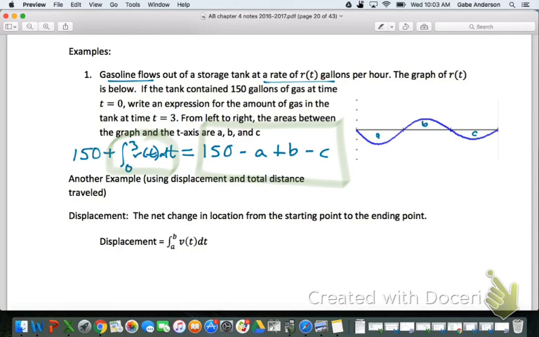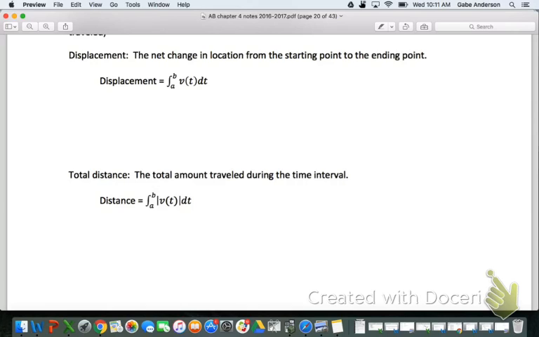Let's look at our next section here, using displacement and total distance traveled. So flip over to those. And there we go. Okay, so displacement. We just talked about this a second ago. Displacement is the net change in location from the starting point to the ending point.